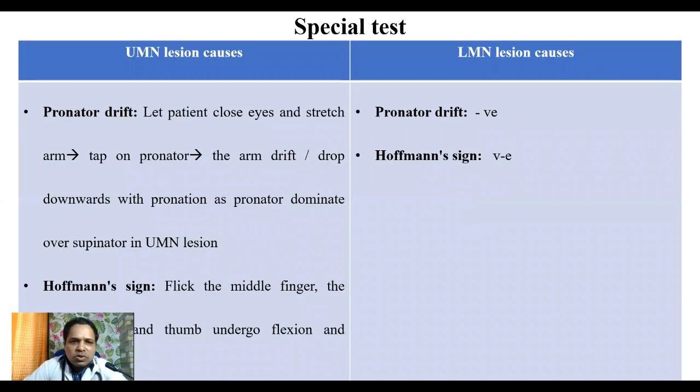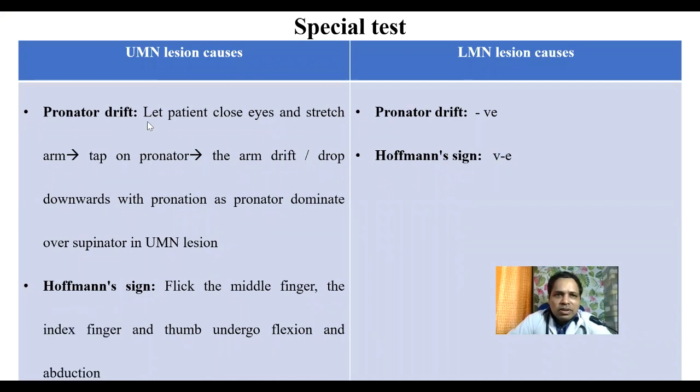Got it? There are 2 other factors here called pronator drift. That is, you make the patient hold the hand in front of his body like this and tap on the pronator. So there is a pronation of the forearm with little downwards deviation of the hand. That is called pronator drift, seen in the upper motor neuron lesion. And also Hoffman sign. If you flick the middle finger like this, the index and thumb fingers oppose each other. That's what you're going to see in case of upper motor neuron lesion, and that's not seen in the lower motor neuron lesion. These 2 factors you can also write in the differences.